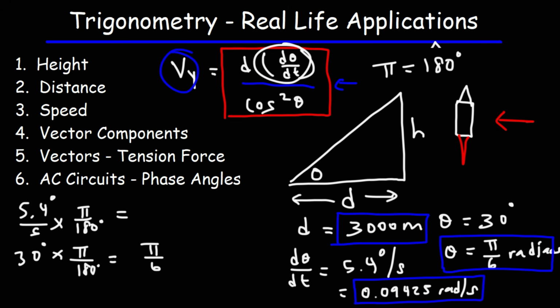So that's how you can calculate the instantaneous speed of an object. You need to know the instantaneous rate at which the angle is changing. If you have that, you can easily calculate the instantaneous speed of a moving object.